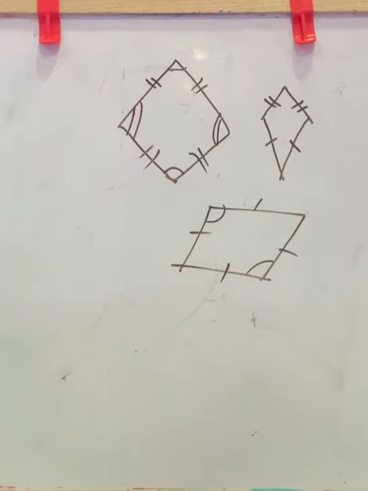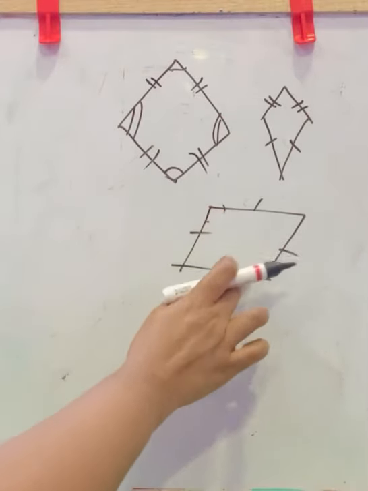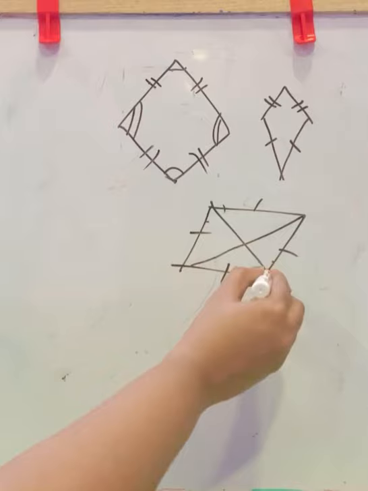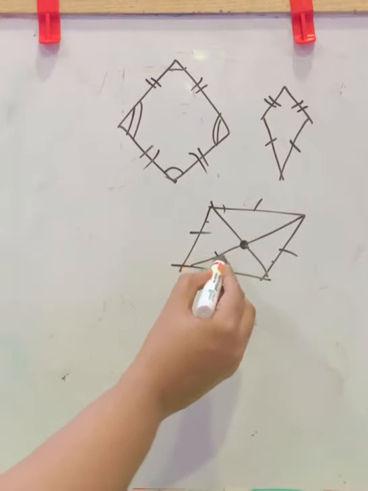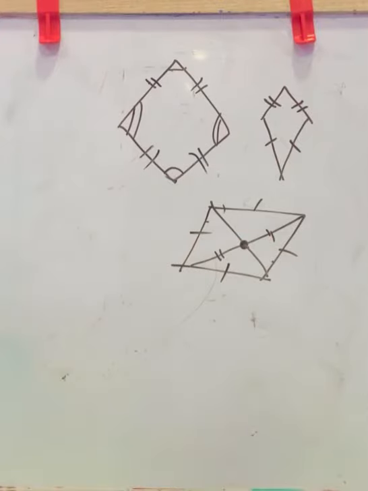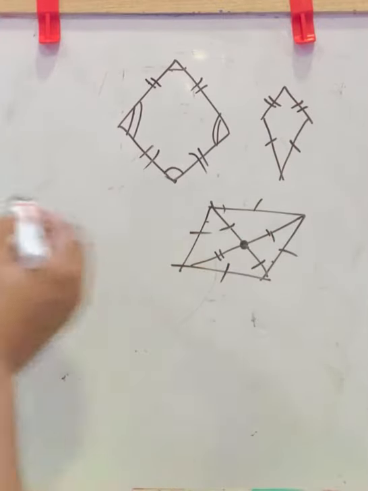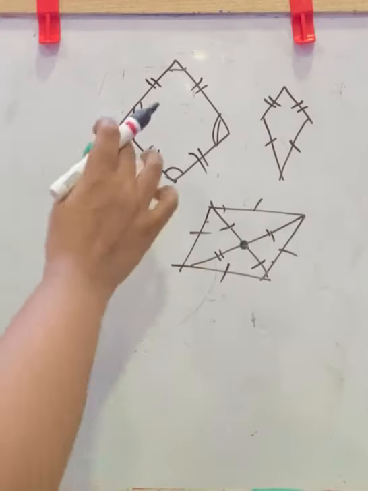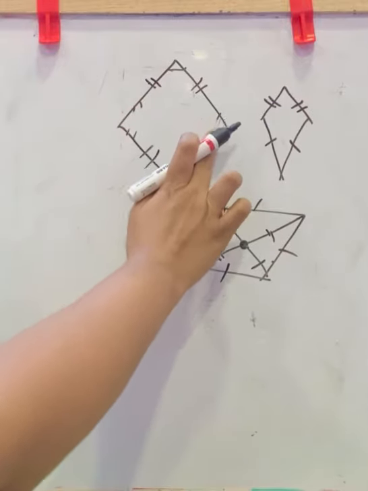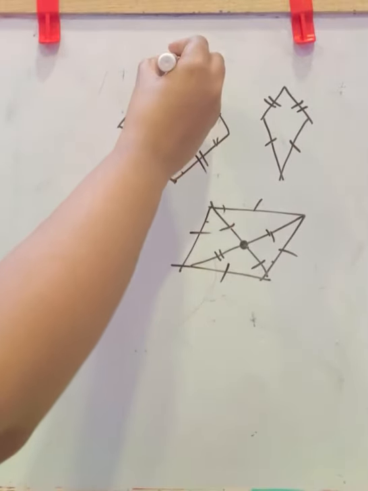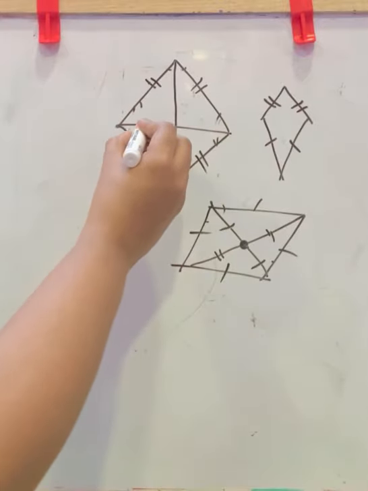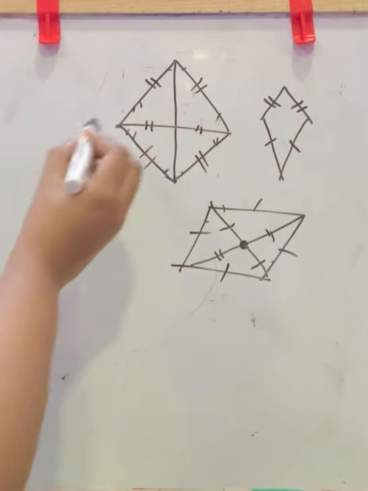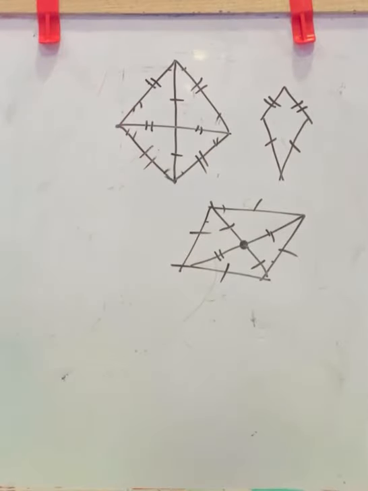Now, considering the diagonals, we know in a parallelogram, diagonals bisect at the intersection point. Bisection means this length and this length will be equal. Also, these two lengths are equal. Like that, while we draw diagonals here, it also bisects each other. This is a diagonal, this is another diagonal. Now, these two lengths will be equal. These two lengths are also equal.